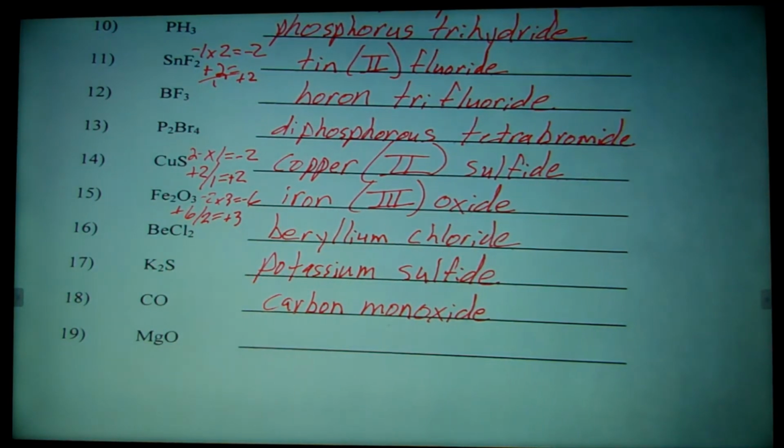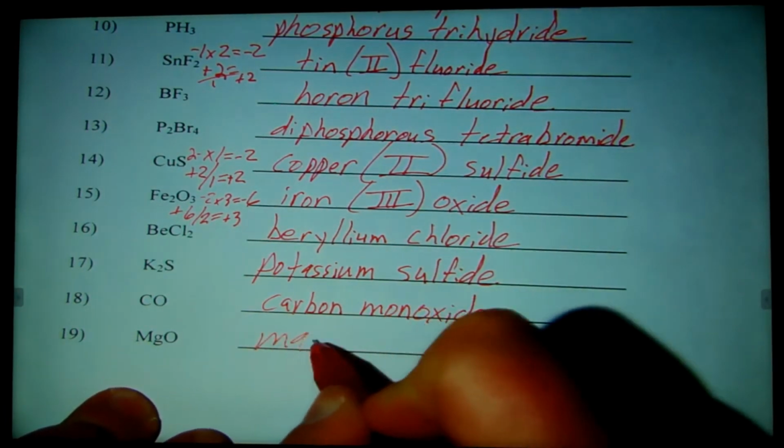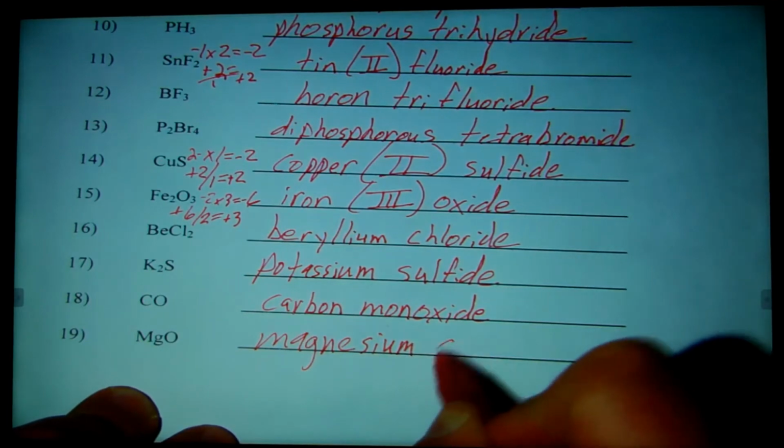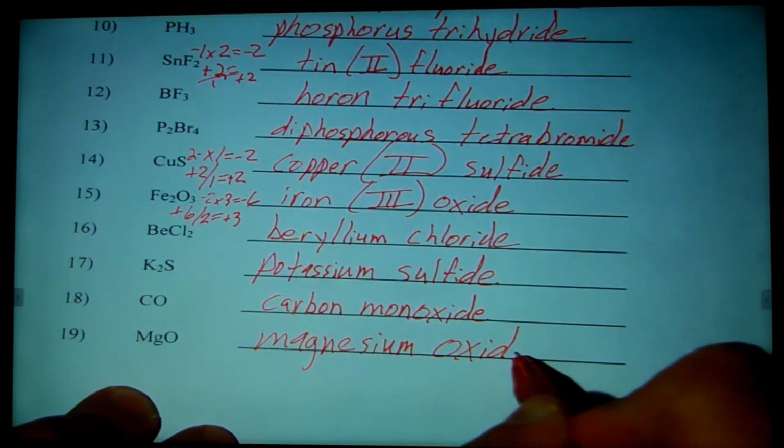Number 19, MgO. These are one of those that you guys will get to see before the end of the year. We will make some of this. MgO is magnesium, which is a metal, and oxygen, which is a non-metal. And magnesium carries a fixed charge, so name it off of monatomics. This is magnesium oxide. Isn't that something you see on commercials? It's like extra MgO or something like that.